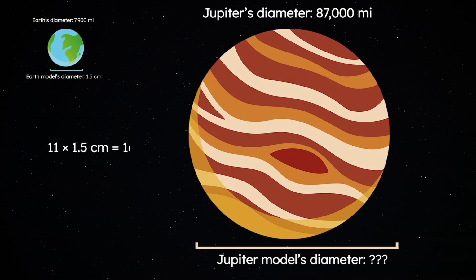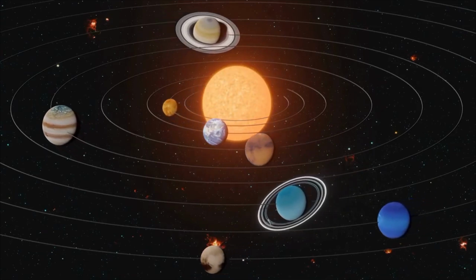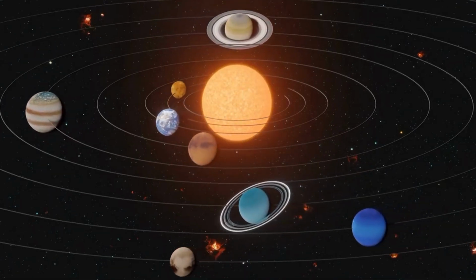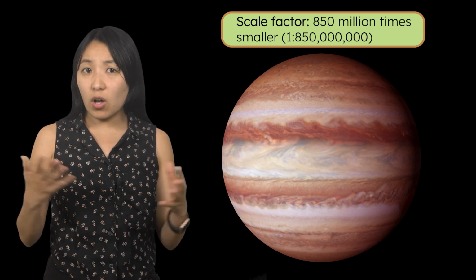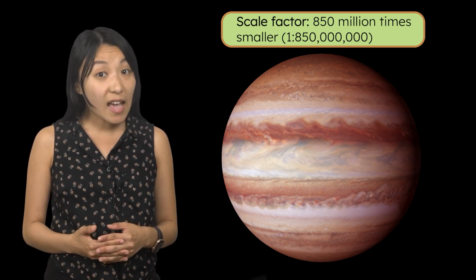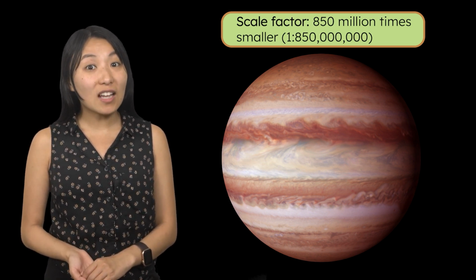11 times 1.5 centimeters is 16.5 centimeters. So this is the width of my scaled Jupiter model. As you work through your lab, you'll find the diameters of the other planets using this same method. But how do the model diameters compare to the actual diameters? Our model Jupiter is around 850 million times smaller than the actual size of Jupiter. This is our scale factor. What must be true about all of the other planets in our model for this to be a scale model? They will all need to be 850 million times smaller.